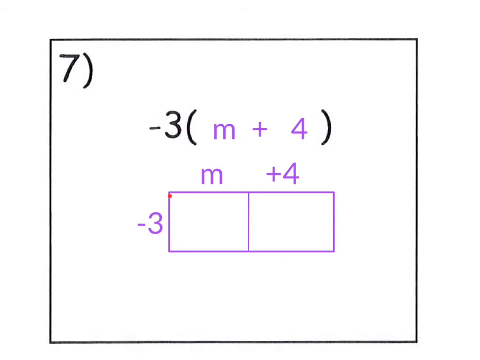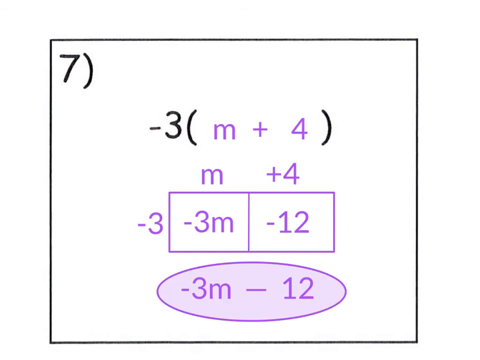So we have the negative 3 times m gives me negative 3m. And then we have negative 3 times 4 to give me a negative 12. Now we're going to add them up. They're not like terms, negative 3m and a negative 12. So I'm just going to write it in that standard form. So my answer is negative 3m minus 12.